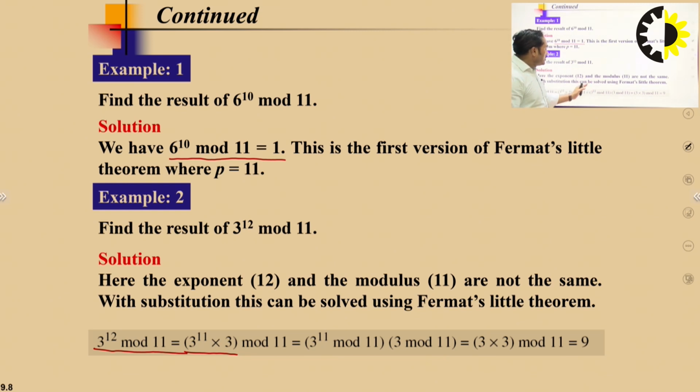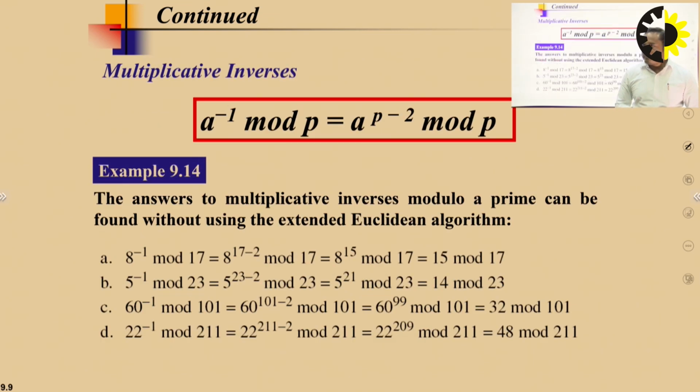So by using 3 to the power 11 mod 11, you are getting the answer 3. And similarly, by using 3 mod 11, you are getting the answer 3. So in both cases, you are getting the answer 3. So the answer is 3 into 3, and then you are getting the final answer 9. So by using 3 raised to power 12 mod 11, we are getting the answer 9. By using 6 power 10 mod 11, we are getting the answer 1. So in this question, it is very clearly explained how you can calculate the value of 3 raised to power 12 mod 11 and 6 raised to power 10 mod 11.